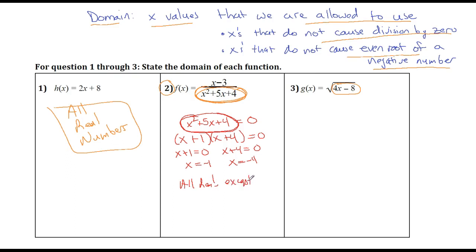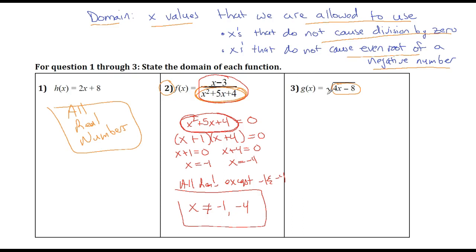except -1 and -4, which you could also just write as x cannot equal -1 or -4, and people will know what you mean by that. If you don't believe that this is a problem, take this -1, plug it into this function, and see what happens. Your calculator should give you an error because you'll be dividing by 0.